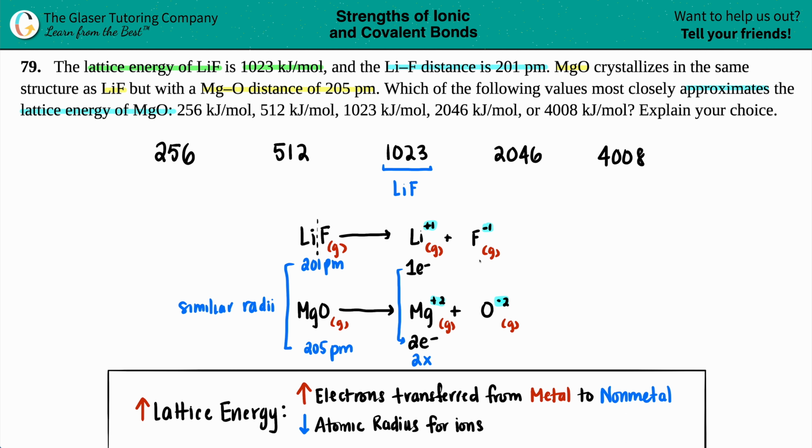Fluorine had a negative 1, so it gained 1 electron, but oxygen gained 2 electrons. If we're looking at it across the board, 1 to 2, that's also a 2 times increase. You have 2 times increases, so you have to multiply the two numbers together. 2 times 2 is 4, which means that MgO, just according to the electrons, should have 4 times more lattice energy.